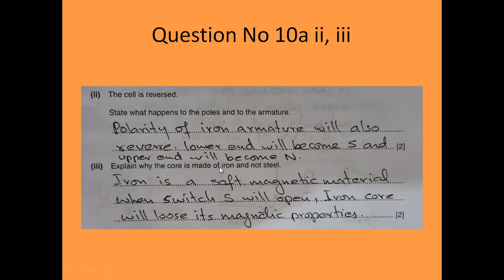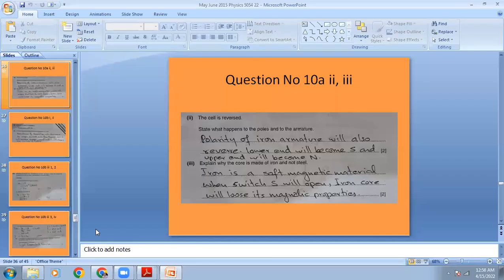Then the question is, explain why the core is made of iron and not steel. We make it from iron because iron is a soft magnetic material. It will be easily magnetized. And when you stop the current in the solenoid or the coil, the iron will immediately lose its magnetism. But this is not the case with steel. Once the steel is magnetized, and when you switch off the current, the steel will not lose its magnetism. It will retain its magnetic properties for a long time. So iron is a soft magnetic material. When switch S opens, the iron core will lose its magnetic properties. But the steel will retain its magnetic properties for a longer time.